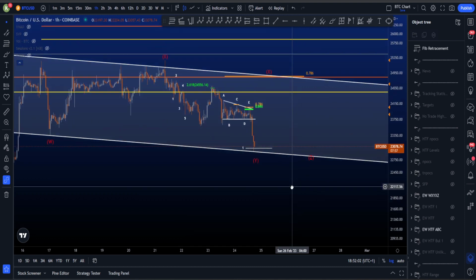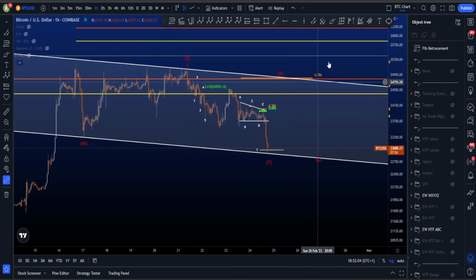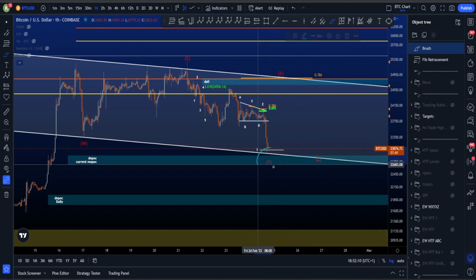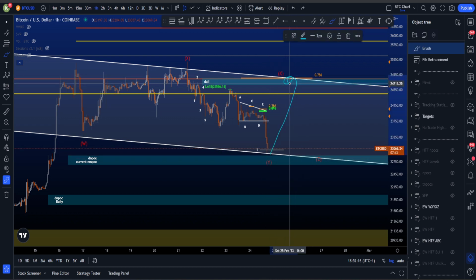Again, it's a scenario. My preferred scenario is that whatever happens down here, also with, of course, the target box that I have, I would like to find some support and then eventually move to the upside for wave X in whatever pattern it's going to form.